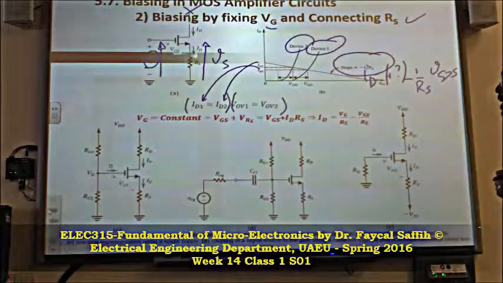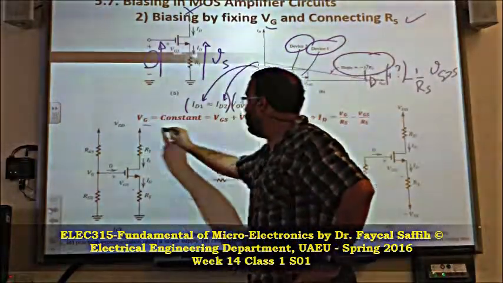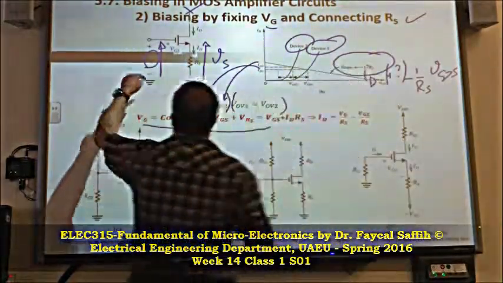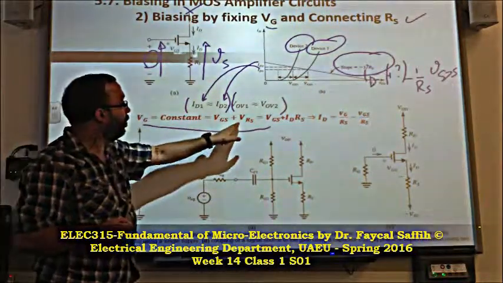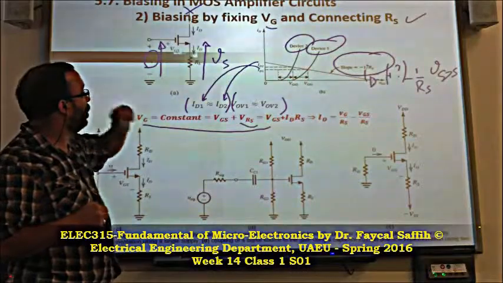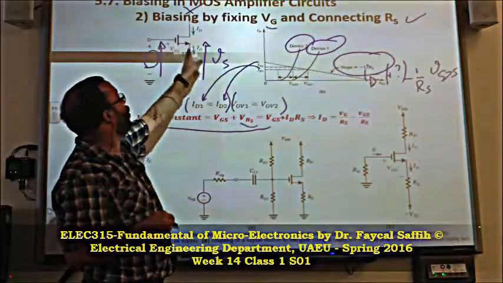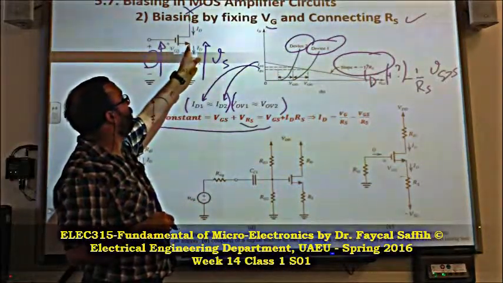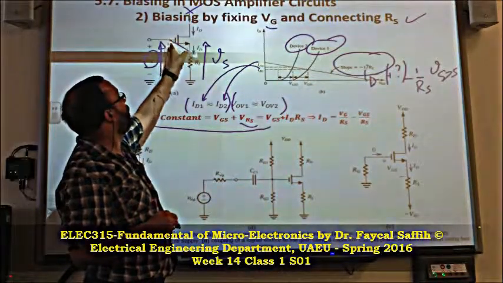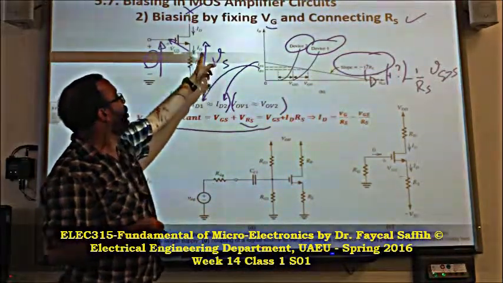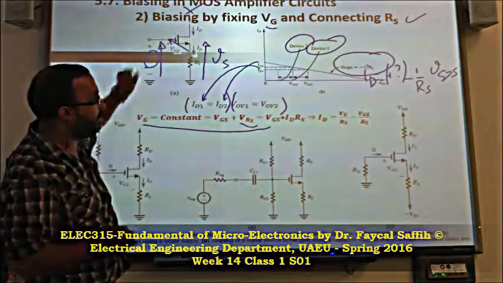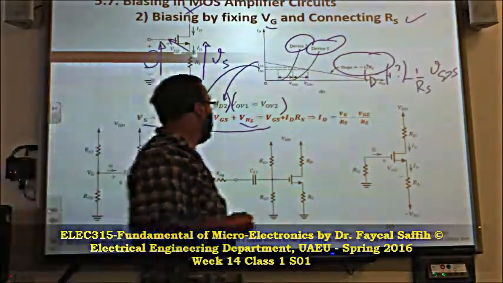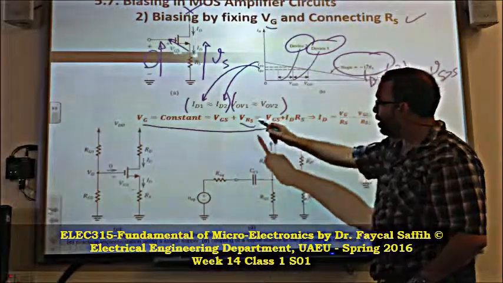We found this by looking at this equation in red. VG, this voltage, is equal to what? It is equal to this voltage, VRS, plus VGS, because this is S and this is G. So this voltage plus this voltage gives me VG, which is constant because I fixed it. Very good.